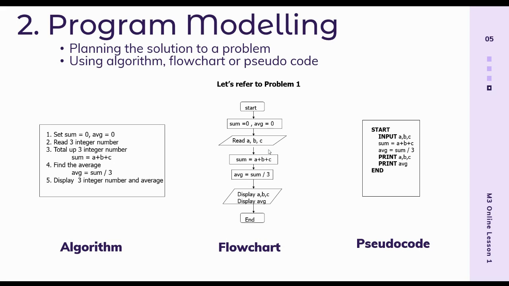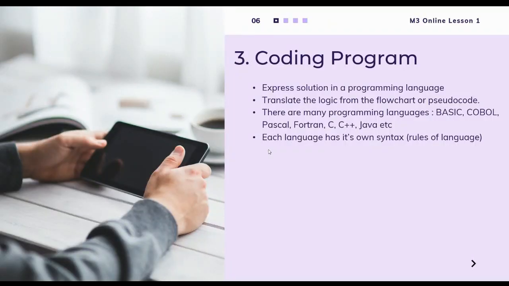Next is pseudocode. We start the program, we get the input a, b, c, we use the formula sum is equal to a plus b plus c, and the formula of our average, avg is equal to sum divided by 3. Next is to print the numbers or the integers again, print a, b, c. And lastly is to print the average, or print avg, and end the program. So this is how we use algorithm, flowchart, and pseudocode for our problem 1. Let's go to coding the program.